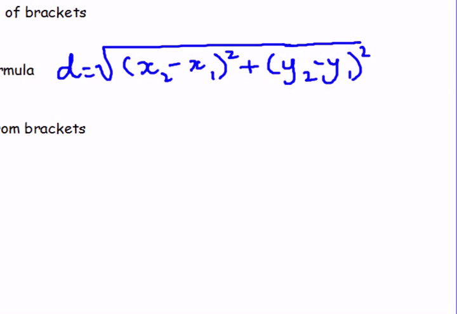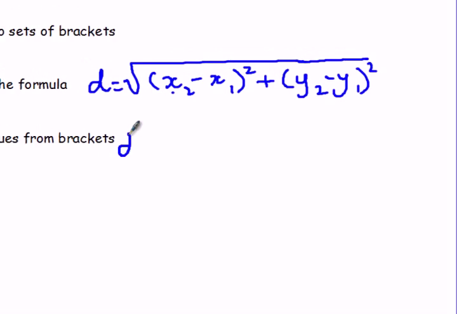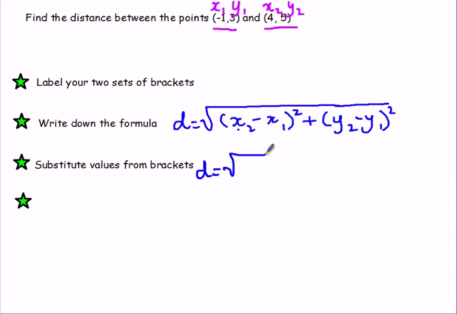So what this is saying is get the x value from the second bracket. Well, we called this one x2, so I'm just going to put in d is the x from the second bracket is 4 minus the x from the first bracket up here, which is -1. Be really careful of your minuses here. And then we square it.